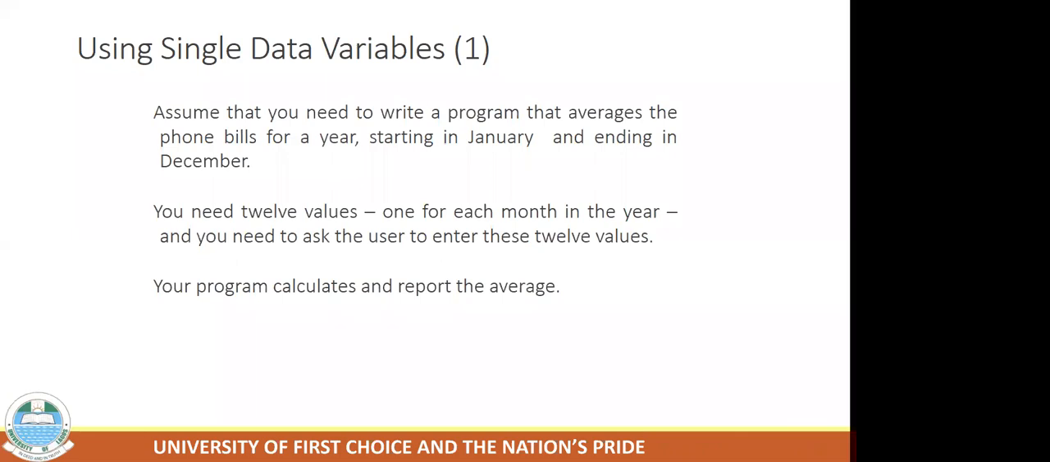So it means you're going to create 12 variables, a variable to store the value for January, another variable to store the value for February, March, up to December. You now add all the variables together, find the average by dividing by 12, and display the result. So you're going to be declaring 12 variables plus another variable to store our average. So you'll have about 13 variables all together. So let's look at this program that calculates the average.